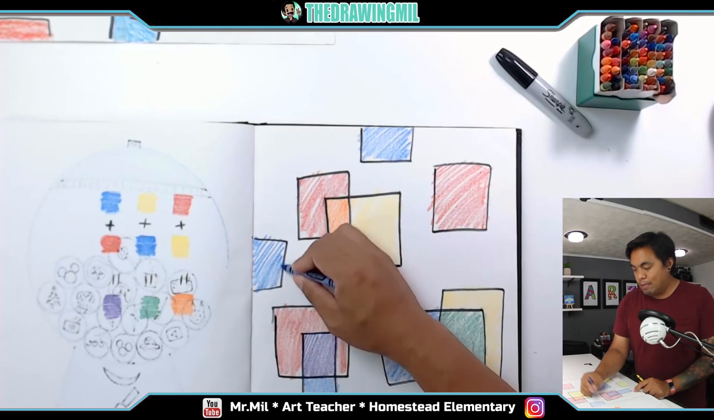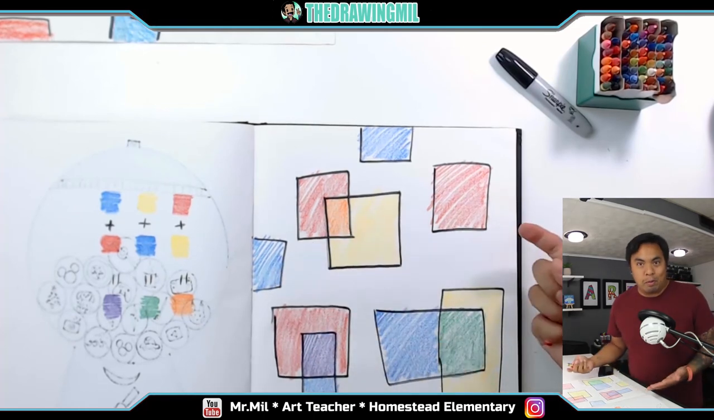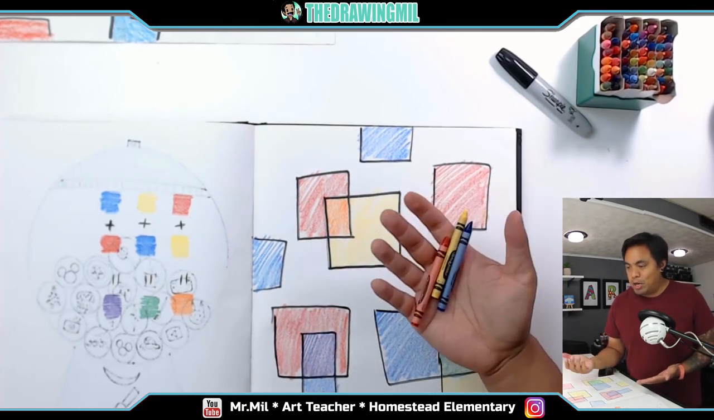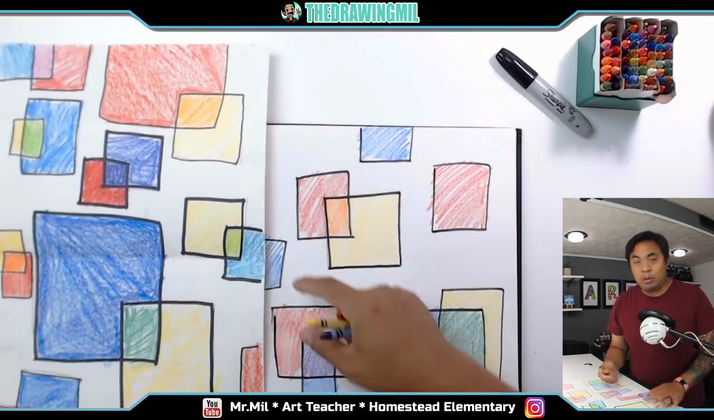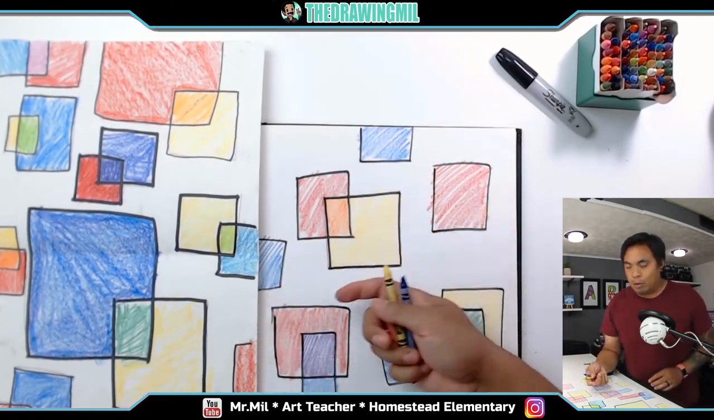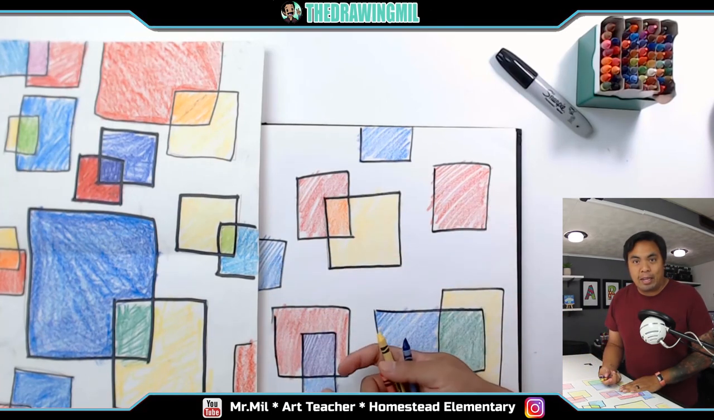There we go. All right, well, this was a fun project. This was a project based on Piet Mondrian, and here's a bigger version right here. So if you want to do this on a big sheet of paper, it's fine. If you want to do it on a normal size paper, that's okay too, or a sketchbook.